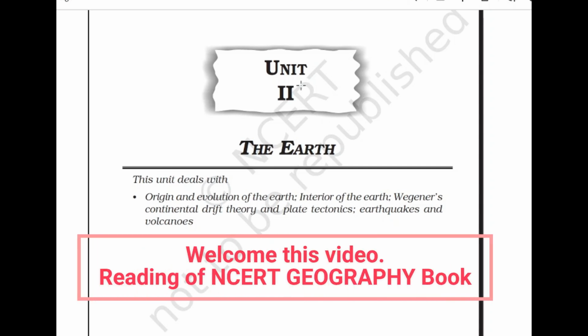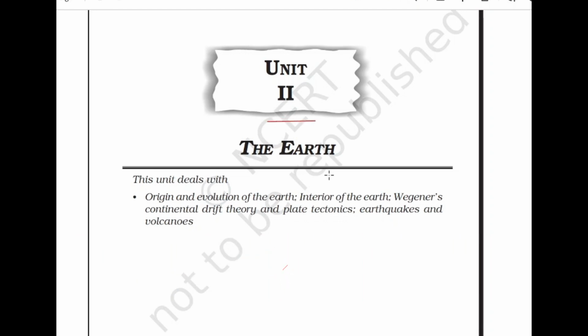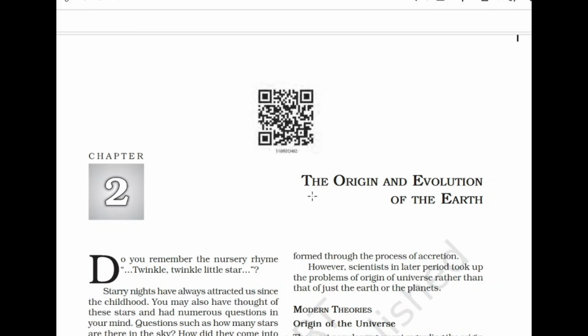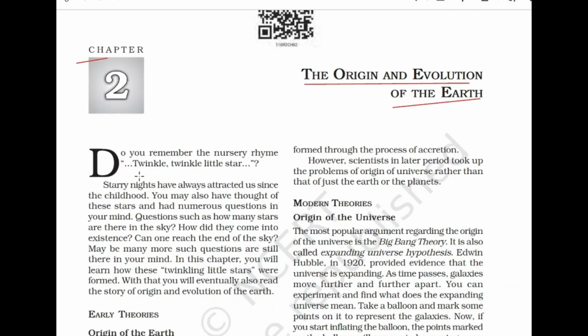Hello everyone. Today's reading part from the Fundamentals of Physical Geography textbook for class 11 is about unit 2, and from this unit 2 this topic will be covered: the origin and evolution of the earth. This is chapter 2. So let's start.